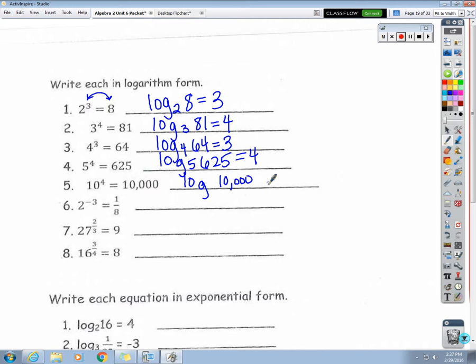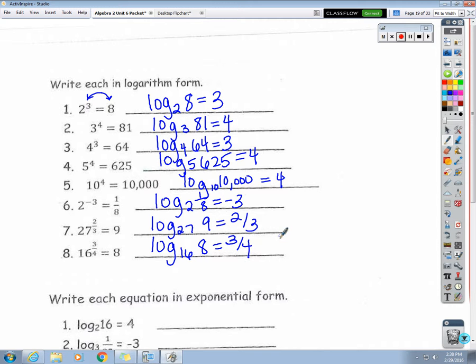10,000 equals 4. Do you have to write the base when it's a 10? No, it's an understood 10. Now, if you want to, you can write it in if it makes you feel better. But when there's no visible base, it's understood to be a 10. Okay, number 6, log base 2 of 1 over 8 equals negative 3. Log base 27 of 9 equals 2/3. And log base 16 of 8 equals 3/4. Okay, so does everybody feel comfortable changing it from an exponential to a logarithmic form?